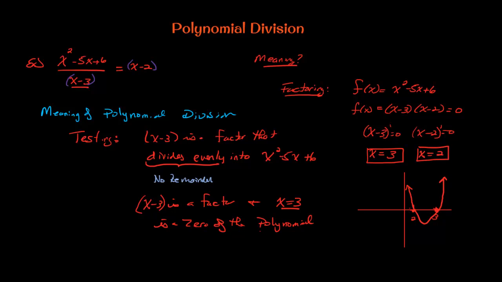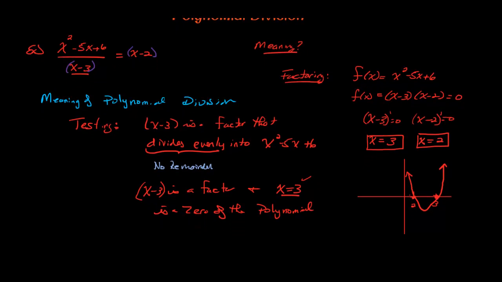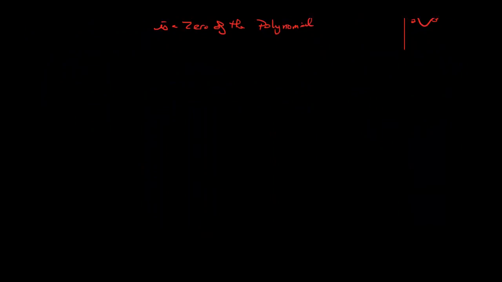So ultimately what we're doing, graphically and even algebraically, is testing whether or not the factor at the bottom divides evenly, and if it does, when set equal to 0, we're able to determine the zero of the polynomial. So let's go on and analyze another example of a polynomial division.